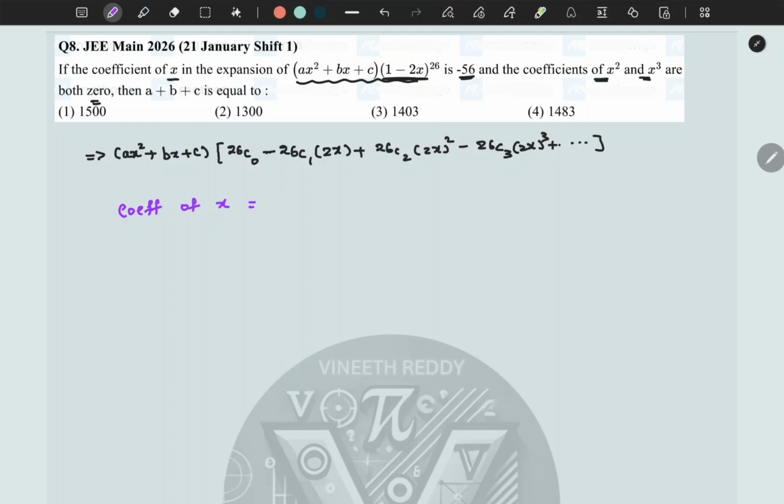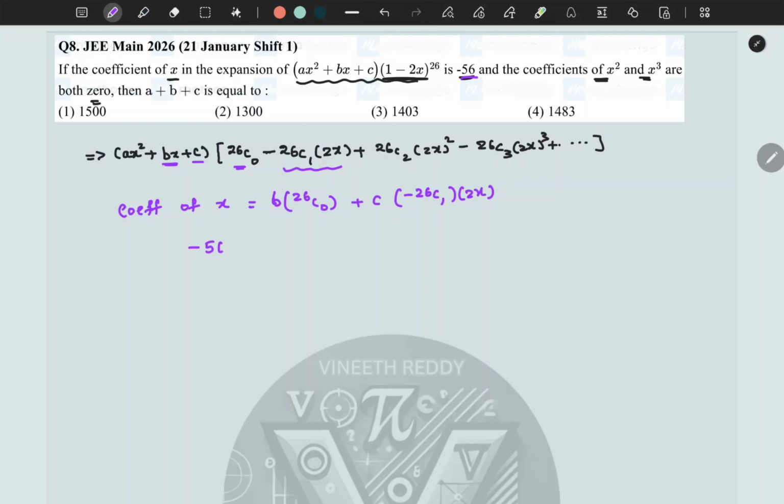x. So how do we get the coefficient of x, dear students? We can do one thing. We can multiply bx with the constant, so we get the x term. That means b into 26c0, and then we can even multiply this term with the constant here, so we can write c into minus 26c1 into 2x. So ultimately, what is the coefficient of x, dear students?